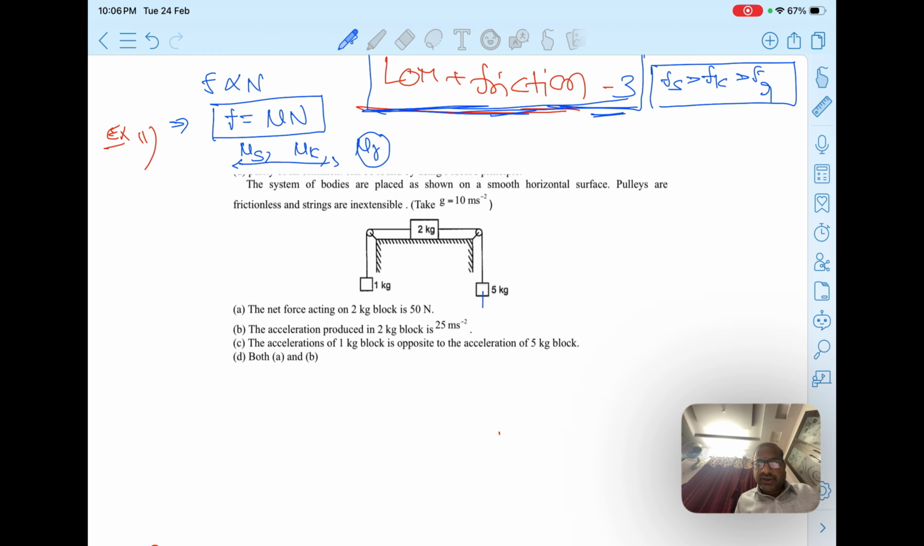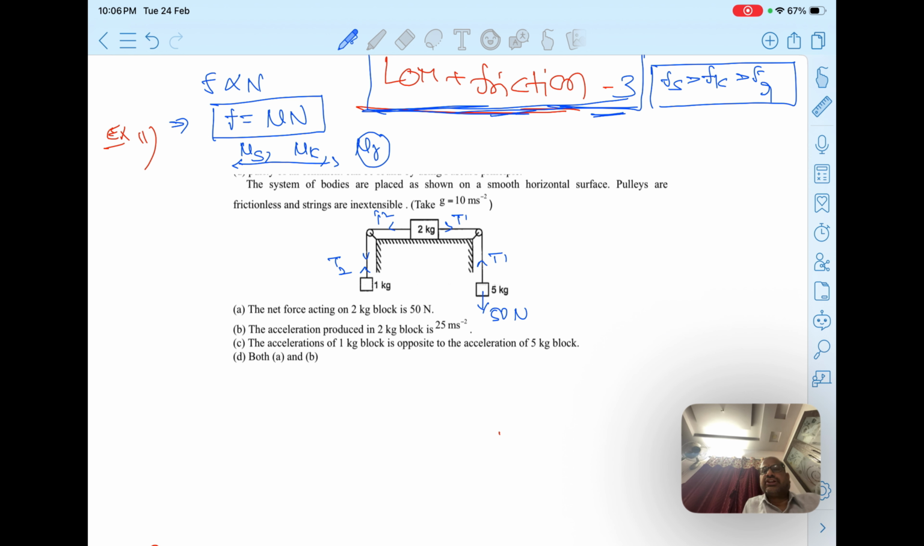If you consider the 5 kg block, the force acting on it is 50 Newton downward, and in this case the tension is T1. Here also the tension is T1, so in a given string the tension remains the same. On this side, for example, the tension you can call T2. For this block, tension always acts away, as I mentioned already in laws of motion. For the 1 kg block, away means above. For the 2 kg block, away means left side, T2.